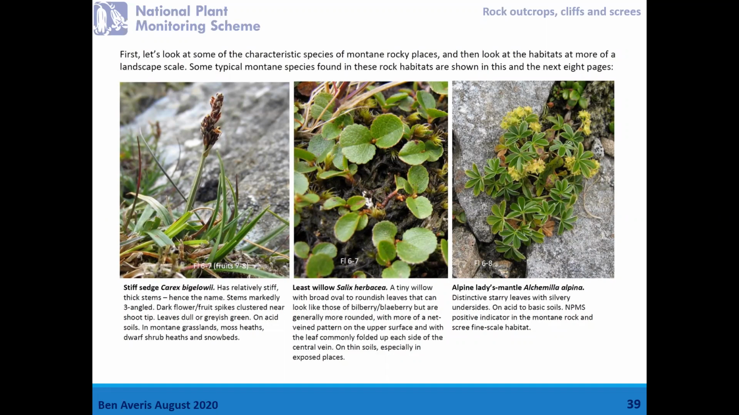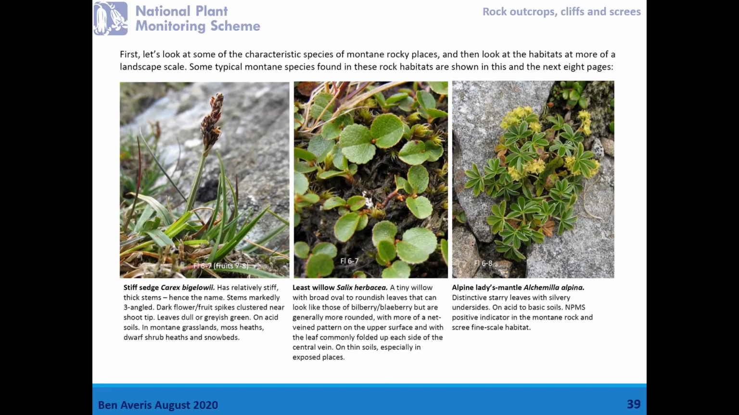And these ones here are some of the montane species, and if we find these in rocky places, it really is telling us we're more into the montane zone, where the climate is harsher. Stiff sedge is easy to identify when it's in flower because of the relatively thick, stiff stem and that cluster of dark-coloured spikes, all clustered fairly close to the tip. And the leaves are rather greyish green, reasonably broad and spreading.